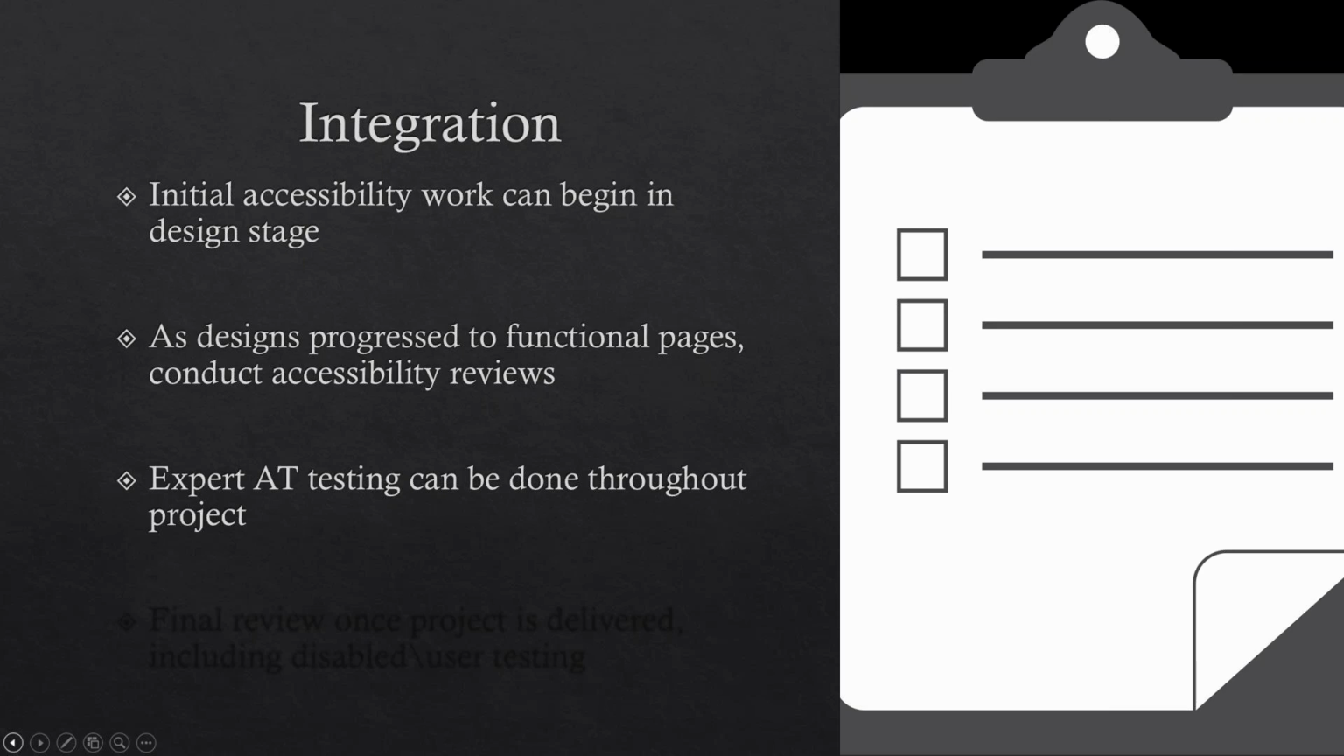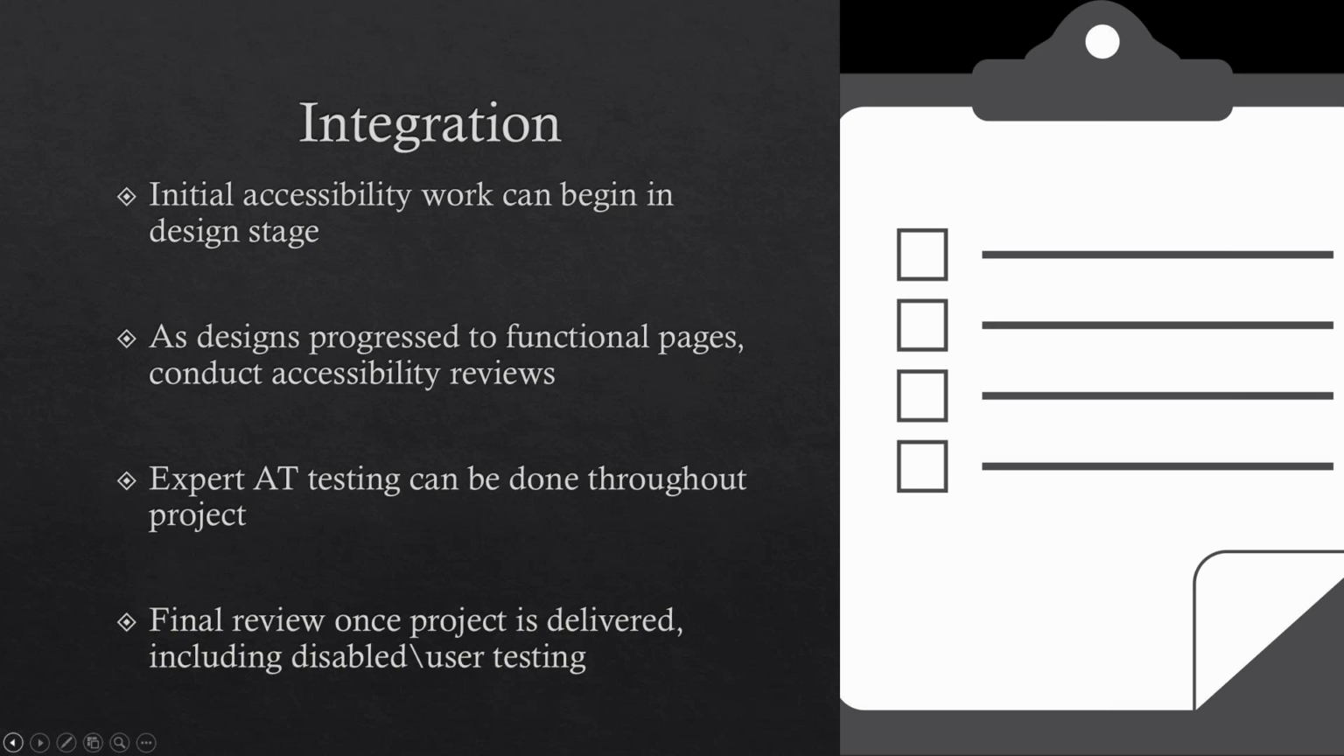Expert AT testing, so AT refers to assistive technology such as the keyboards, voice recognition, screen readers and so on, and you can do that sort of testing throughout the project as well. And then once you've got towards the end of a project, you can do actual disabled user testing. So you might do UAT or user acceptance testing at the moment, but you can also incorporate disabled users into that approach as well, and that's a really useful method of doing real-world accessibility testing.